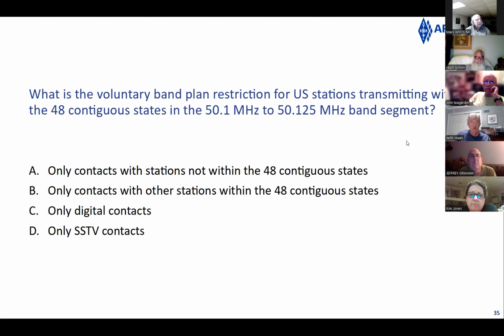What is the voluntary band restriction for U.S. stations transmitting within the 48 contiguous states in the 50.1 megahertz to 50.125 megahertz band segment? A. Only contacts with stations not within the 48 contiguous states. B. Only contacts with other stations within the 48 contiguous states. C. Only digital contacts. D. Only SSTV contacts. Alpha. Alpha is correct. Only contacts with stations not within the 48 contiguous states.